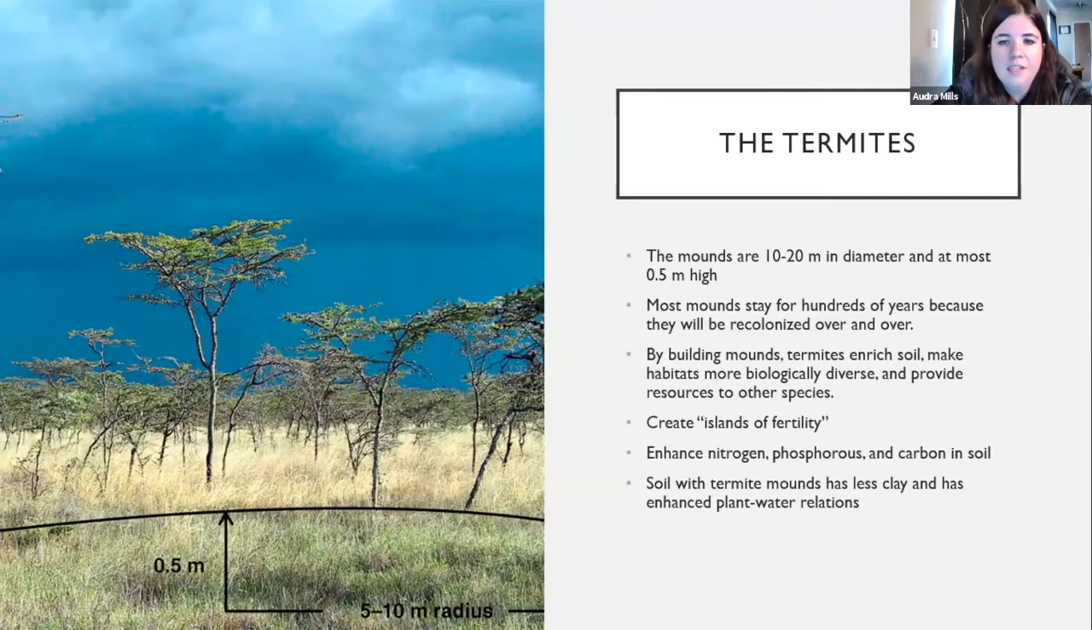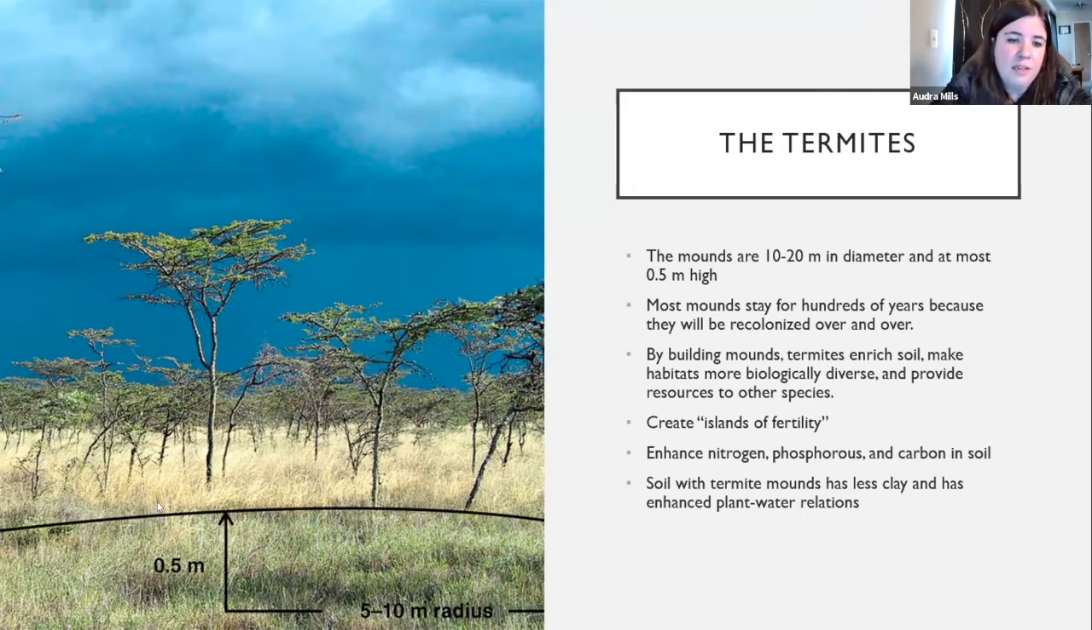All right, so the termites make mounds that are about 10 to 20 meters in diameter and at most half a meter high. Most of these mounds will stay in the area for hundreds of years because they'll be recolonized over and over again by different generations of termites. By building the mounds, the termites really enrich the soil. They make the habitat more biologically diverse, and they provide resources to other species.